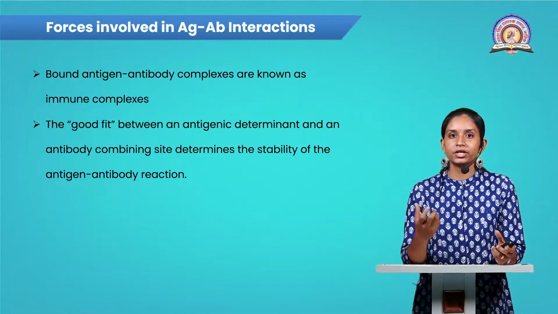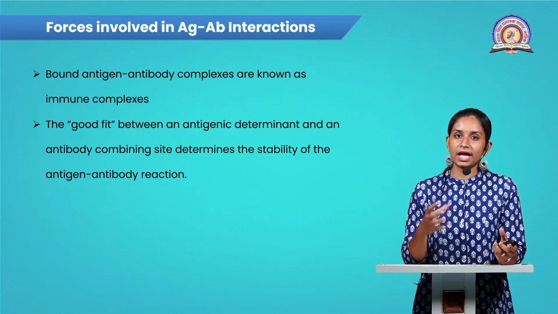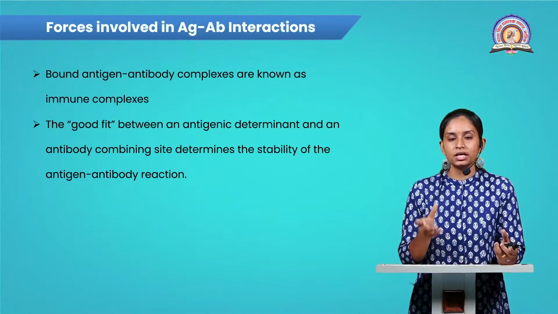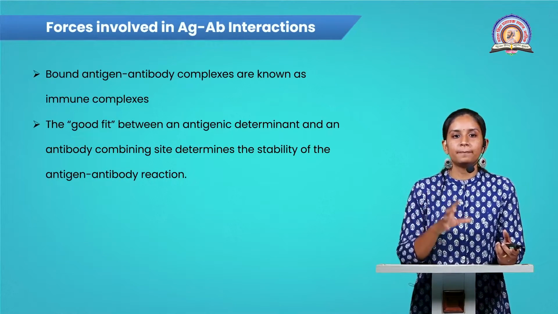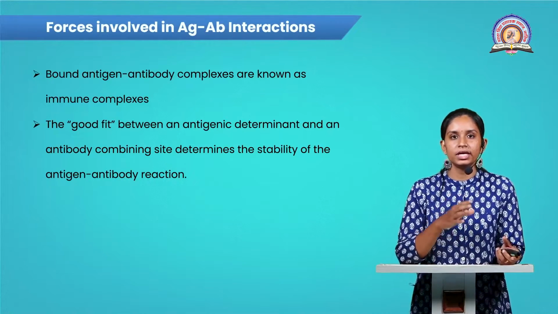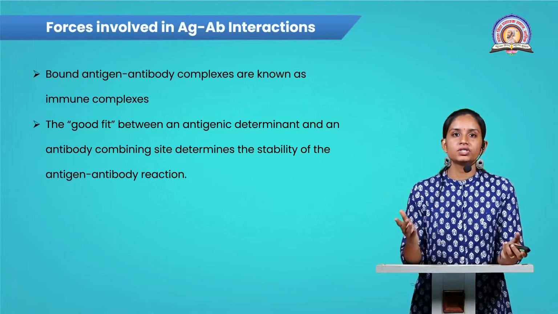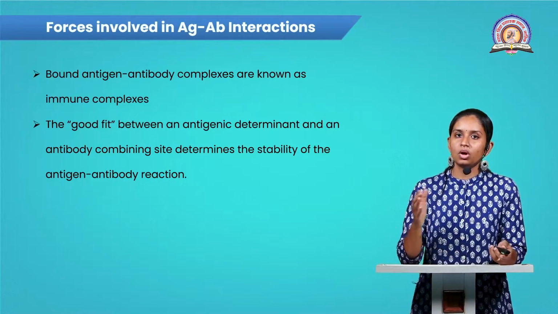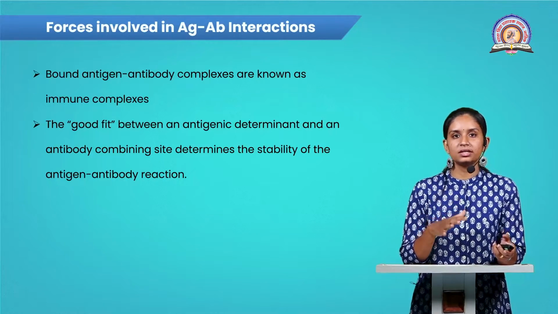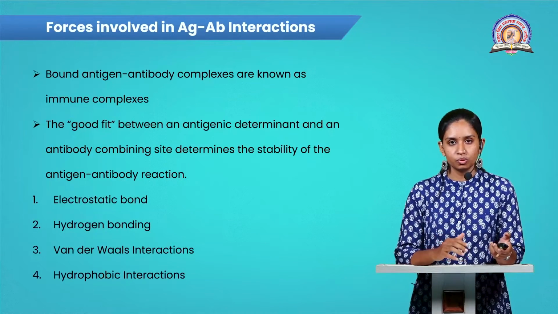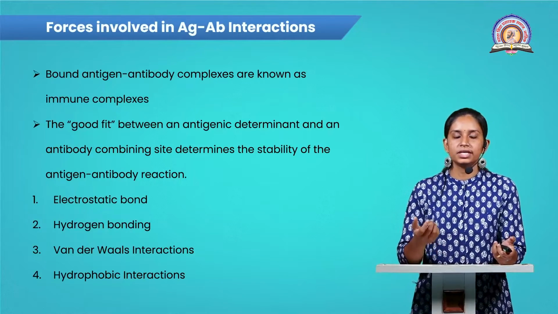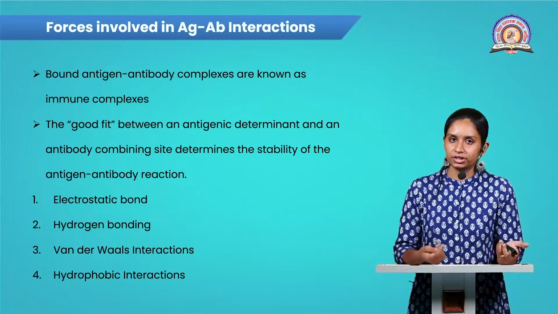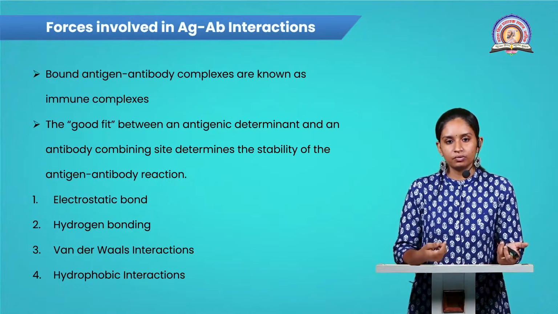So what should be there? There should be a good fit between the antigenic determinant which is present on the antigen molecule, that is epitope, and the antibody combining site, that is paratope, present on the antibody. This good fit is going to determine whether the interaction between these two will be stable or not. To make this interaction stable, there are a few attractive forces involved. First one is electrostatic bond, second is hydrogen bonding, third is van der Waals interactions, and fourth is the hydrophobic interactions.